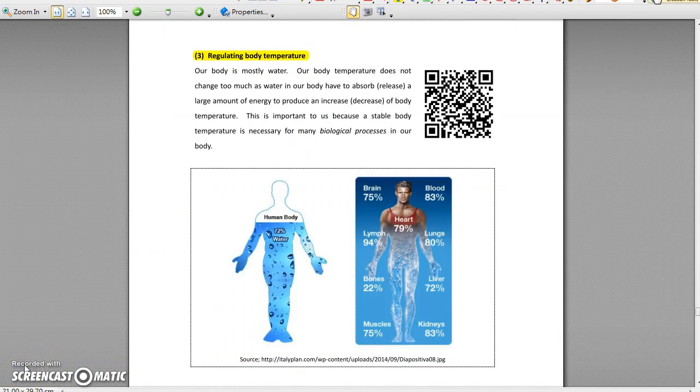Another effect is body temperature regulation. As our body is mostly water, it would be difficult to change our body temperature too much. And a stable body temperature is also important for many biological processes in our body. That is to say, if water did not have that high specific heat capacity, our body temperature would change too much with the surroundings, and then we may get sick or even die too easily.